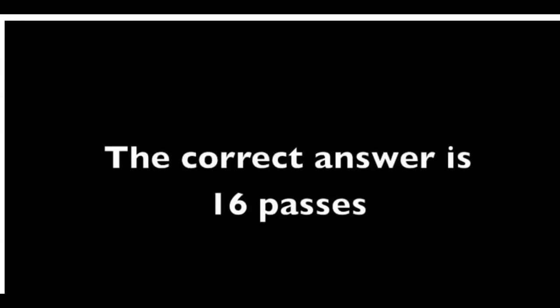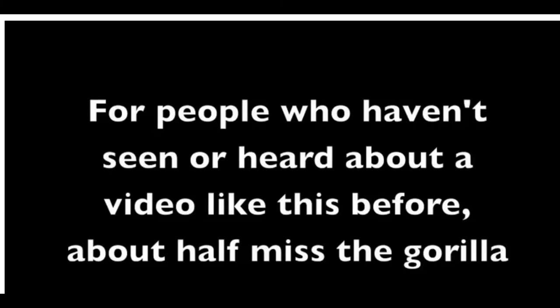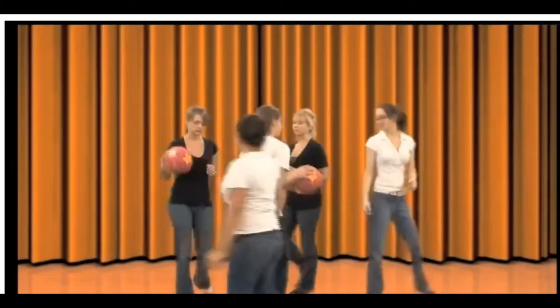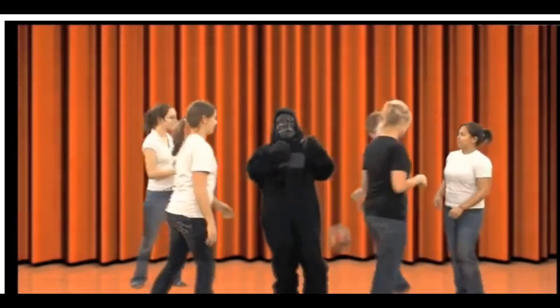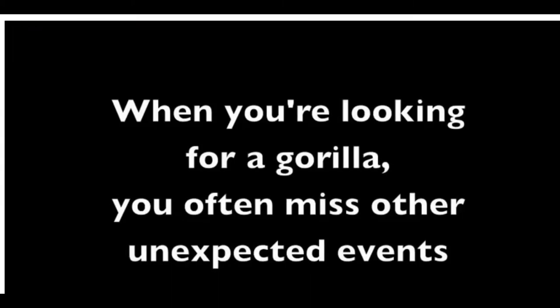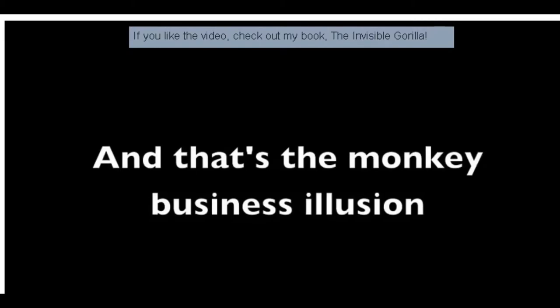The correct answer is 16 passes. Did you spot the gorilla? For people who haven't seen or heard about a video like this before, about half missed the gorilla. If you knew about the gorilla, you probably saw it. But did you notice the curtain changing color or the player on the black team leaving the game? Let's rewind and watch it again. Here comes the gorilla, and there goes a player, and the curtain is changing from red to gold. When you're looking for a gorilla, you often miss other unexpected events. And that's the monkey business illusion.